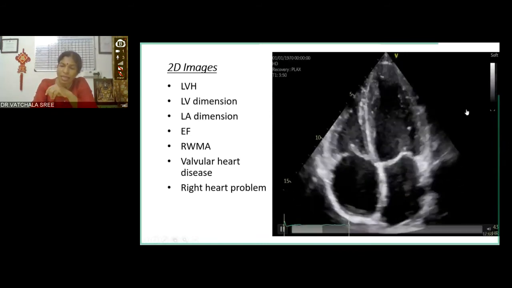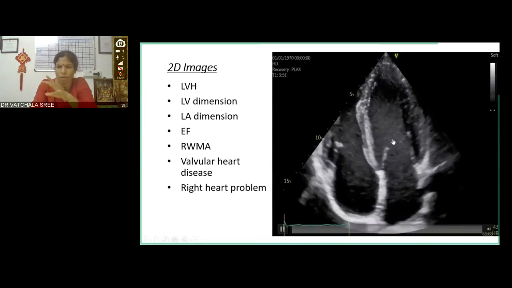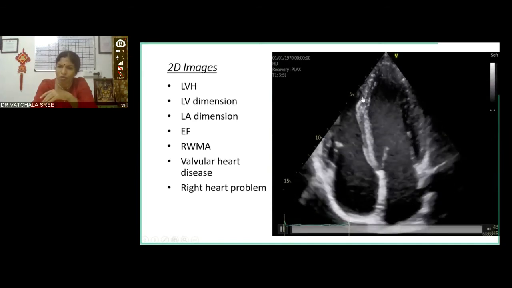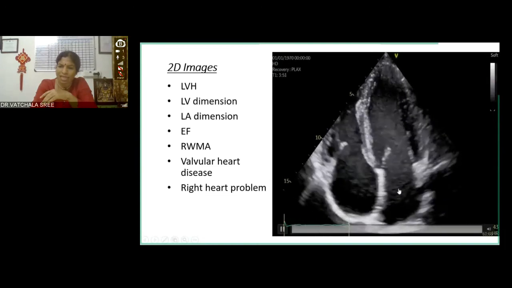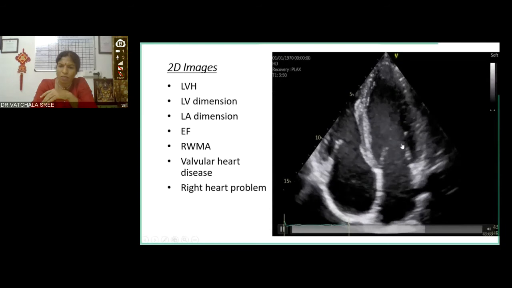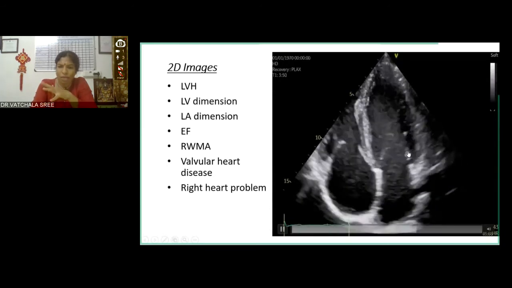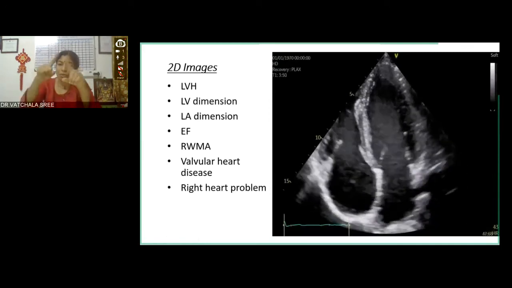If you take this 2D apical 4-chamber view, it is a normal LV. The size and dimension of the LV is normal, and the LV is contracting uniformly well. The LA also visually appears of normal size. The mitral valve is opening well, and there is nothing in the 2D image to say it is a stenotic or a flail mitral leaflet. So a good 2D image is very, very important.